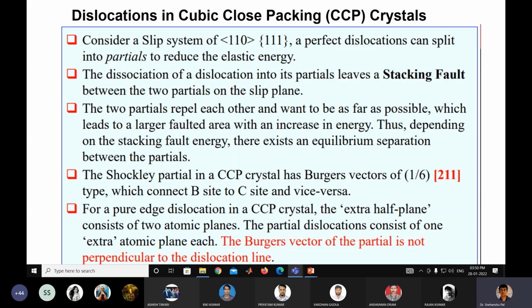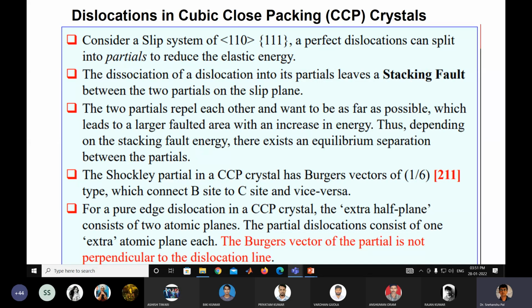for the FCC crystals. So a perfect dislocation can split into partials to reduce the elastic energy, because you should always remember that whatever the movement or dissociation of a dislocation, it is always energy driven, meaning the process should end up with a reduction in associated elastic or strain energy. So the dissociation of a dislocation into partials leaves a stacking fault. And that is a very common phenomenon.